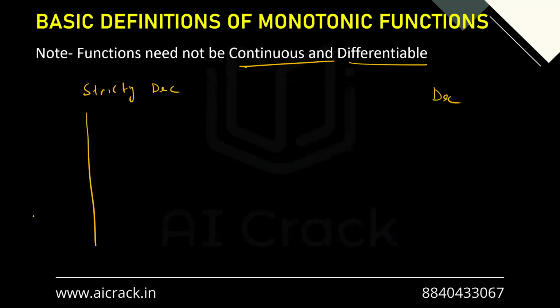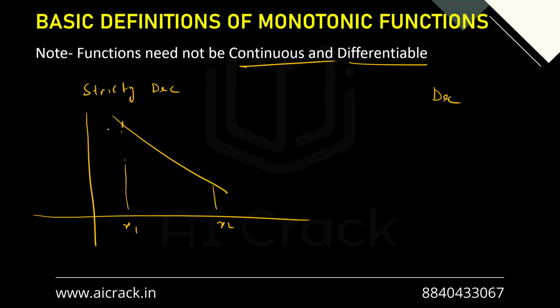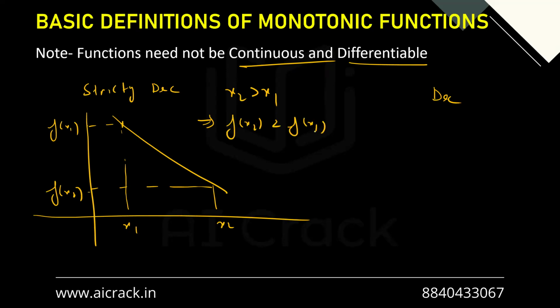Now in this case, we have a function like this. Okay, so let's say this point is x1, this point is x2. So this value would be f of x1, and this value would be f of x2, right? Now in this case, if x2 is bigger than x1, that means f of x2 would be less than f of x1. This is how we formally define a strictly decreasing function.